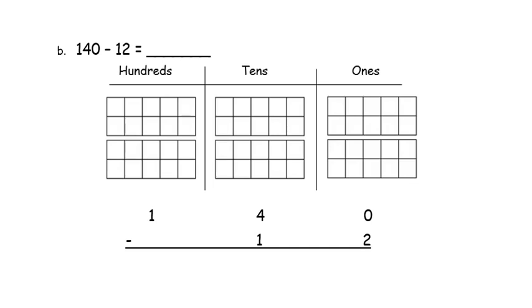I'll start by showing 140 on my place value chart. 140 is made up of 100, 4 tens, and 0 ones. I have to subtract 12 from 140, which means I need to subtract 2 ones. I don't have any ones right now, so I'm going to take one of my tens and I'm going to decompose it into 10 ones.